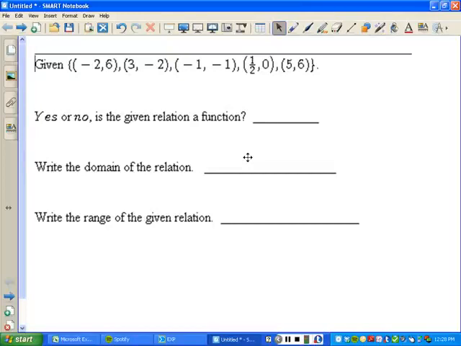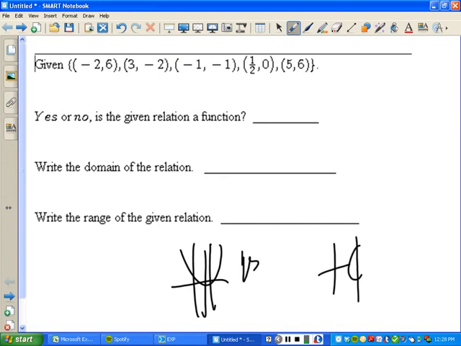Question: is this relation a function? How do you know if a relation is a function or not? If it passes the vertical line test, if it's a graph. So if it's a graph, does it pass the vertical line test? This one does. This one does not. Right? But what if it's just a series of ordered pairs?